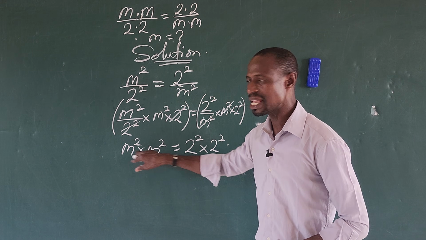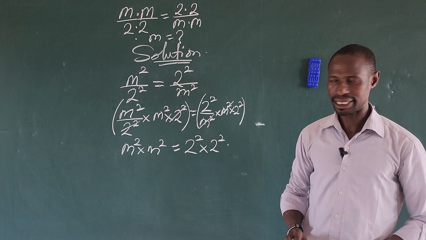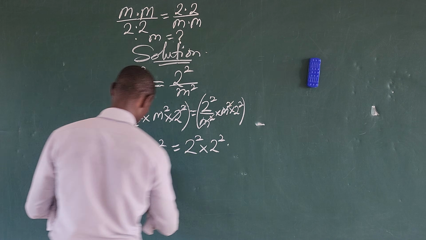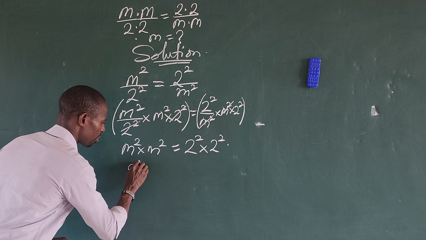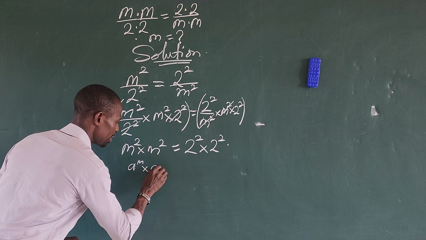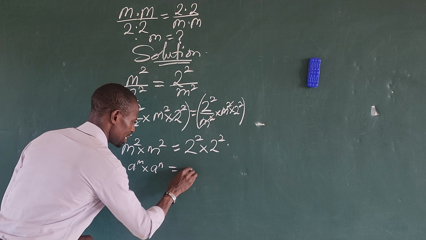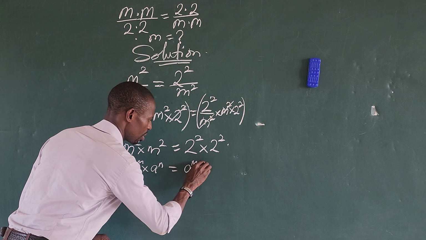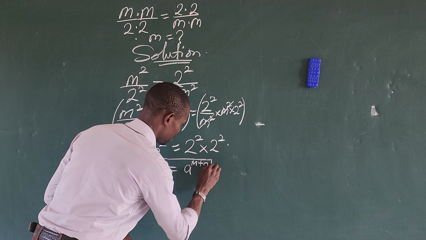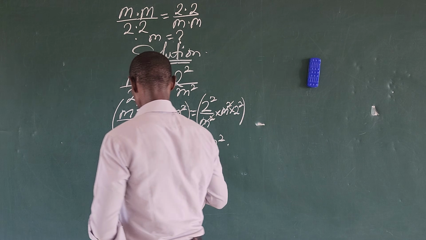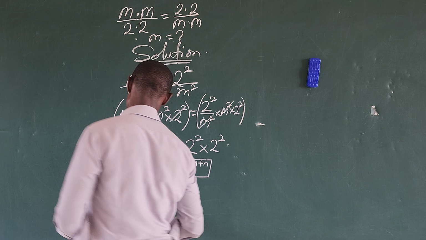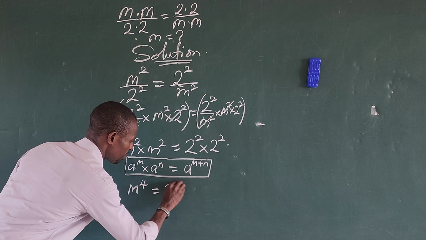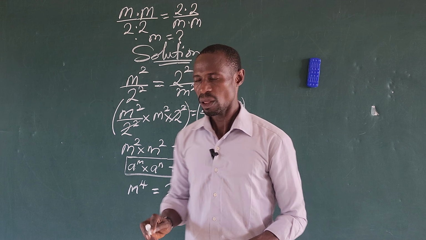Look at the variable we have at the left-hand side of our equation. They are of the same kind, and we have a multiplication sign here. There is a law in indices which says that if you have a to the power of m times a to the power of n, take one of these base numbers and add the powers together, which is m plus n. If we apply this rule, we rewrite this and this. So this is going to give us m to the power of 4 equal to 2 to the power of 4. Easy. Okay.